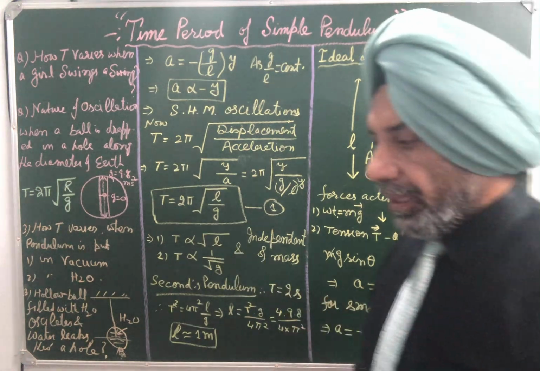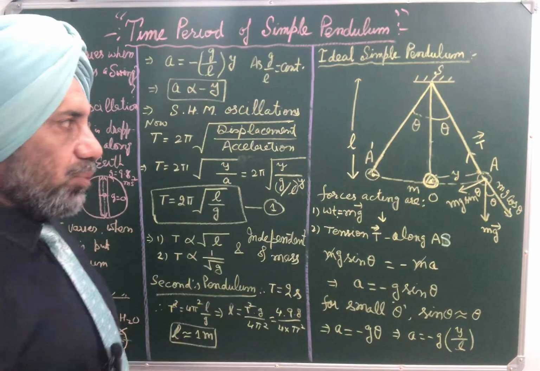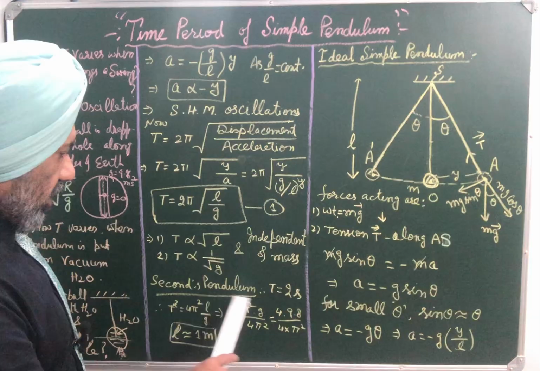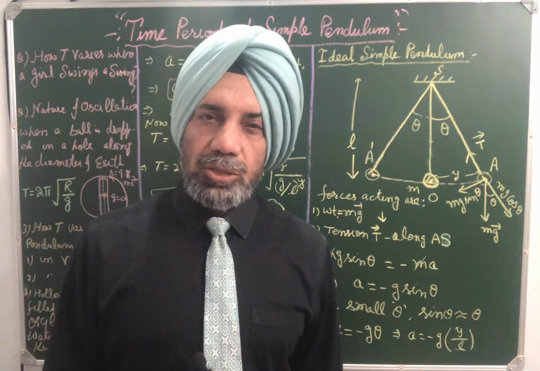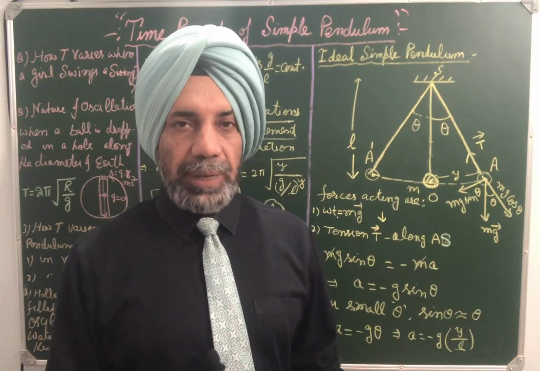Time period is independent of the mass of the bob. So this is the expression for the time period of a simple pendulum. Now, what is a seconds pendulum? It is that pendulum which beats seconds, that is, for which the time period is 2 seconds.